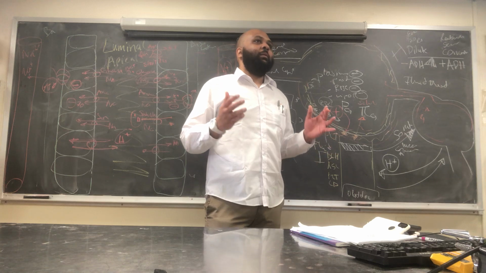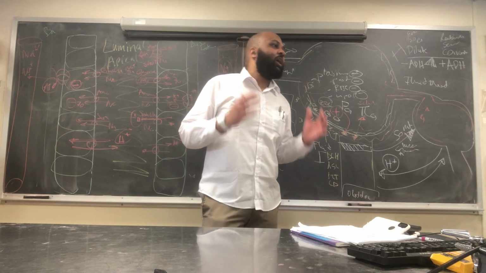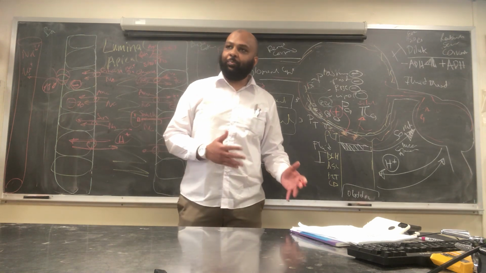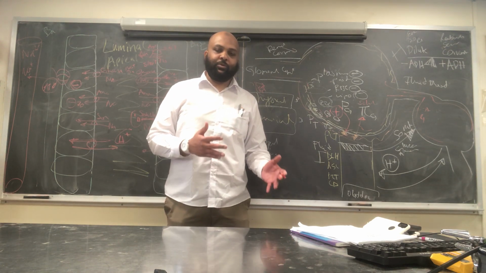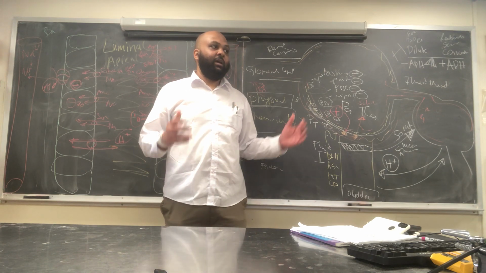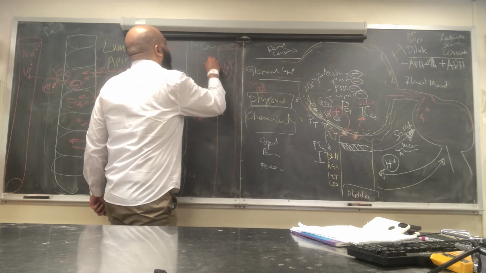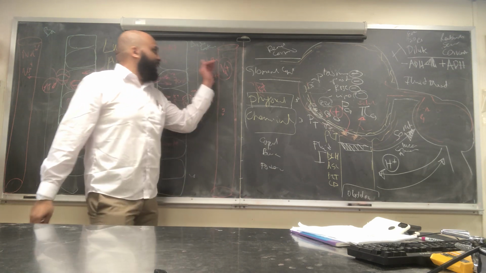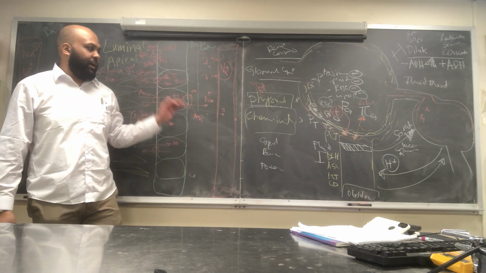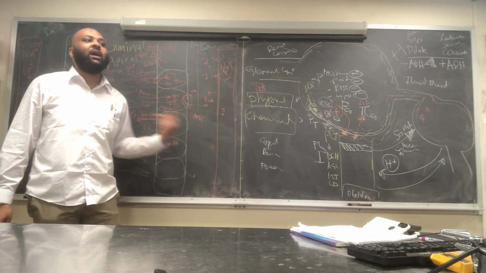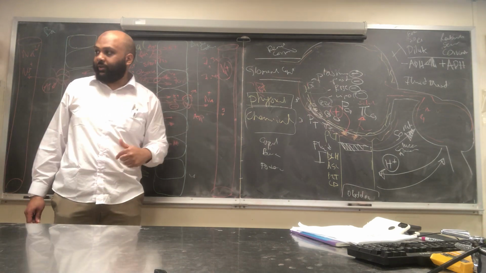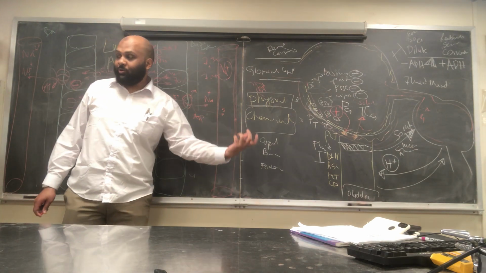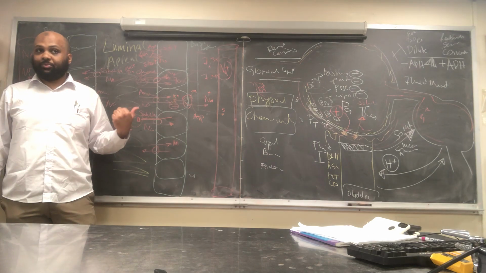So my physiological pH is 7.35 up to 7.45. If it goes below 7.35, I'm going to be secreting a lot of hydrogen protons into the urine. But if it goes above 7.45, I'm going to be reabsorbing a lot of hydrogen protons.